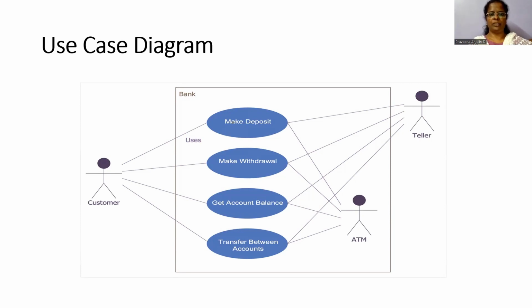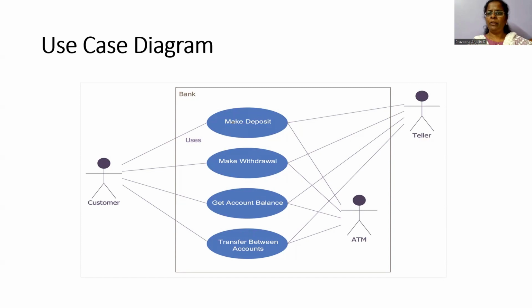Okay, if you see this picture itself, you can easily understand what I have explained right now. See, customer is one actor, ATM is one actor, and teller is one actor. All right, so teller we can consider here as the bank person, right? So what are the actions we can perform in this? Make deposit, make withdrawal, get account balance, transfer between accounts. So this is my ideology. Based on my ideology, I have decided these are the various use cases that can belong to this ATM.